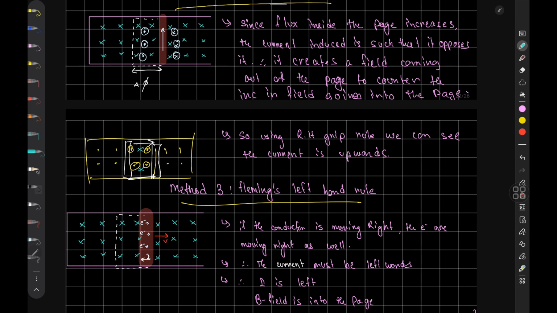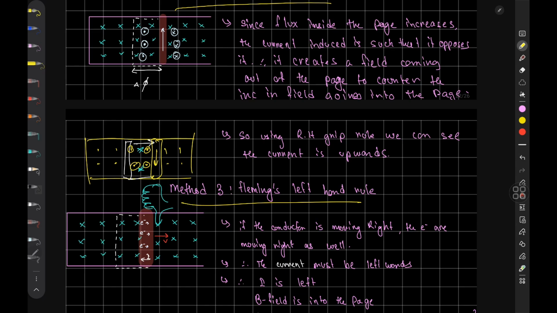So let's see. I'm basically going to use my hand, and I'm going to curl the four fingers downwards like this. These four fingers that you see are pointing downwards, that is through the page. And this thumb now, what I see, is pointing downwards over here. So the current induced will be downwards in the conductor. So do you see what I'm doing?